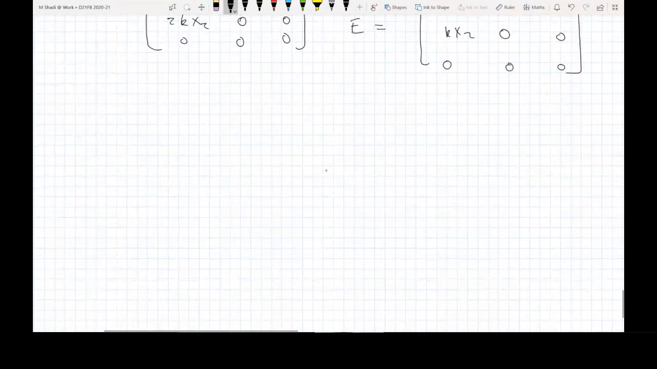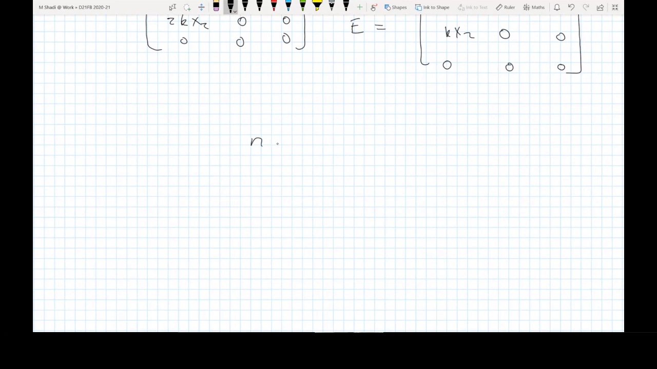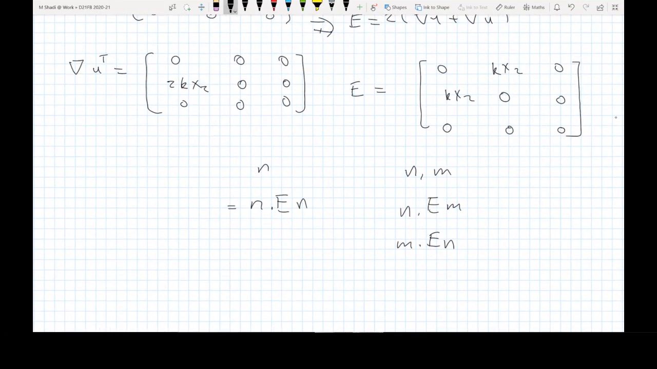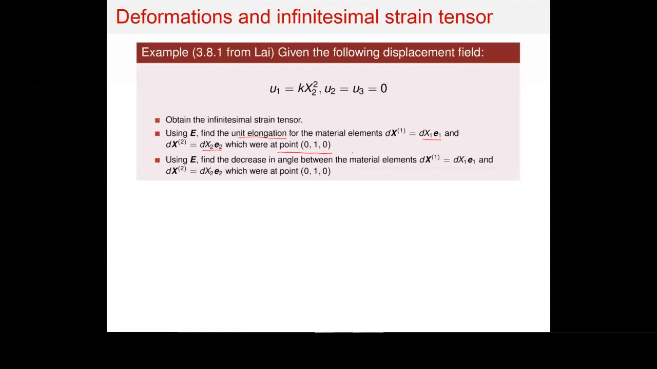So just like I said, if you want to find the change in the unit length in the direction of a vector n, the change is going to be n multiplied from left and right by the strain tensor. If you have two vectors, n and m, you can have it as n multiplied with e multiplied with m, or you switch them back, so it is m multiplied with e multiplied with n. It doesn't make any difference if we multiply from left or right, because the change is going to be the same no matter whether you take it from left or from right. So this is the strain tensor. We want first of all to evaluate the strain tensor at this point 0, 1, 0.